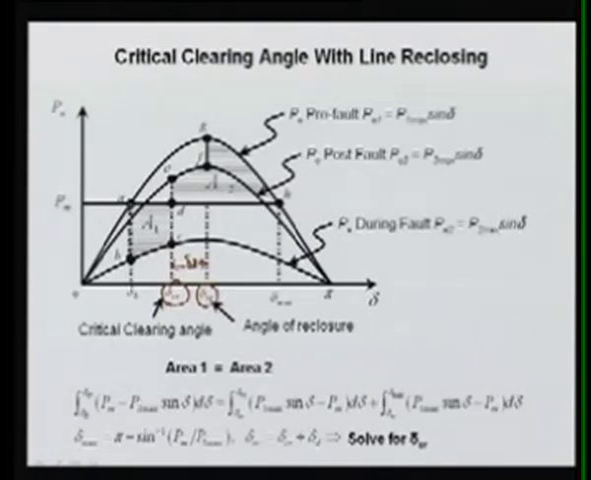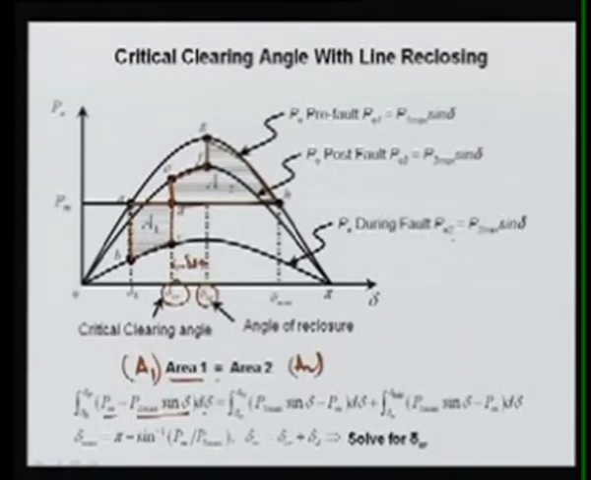In this case, using the equal area criterion, this area should be equal to area D, E, F, G, H, D. This is the complete area we now want to know. So area A1 should be equal to area A2. Now this area will be equal to the integration of PM minus this P2, from here to here.